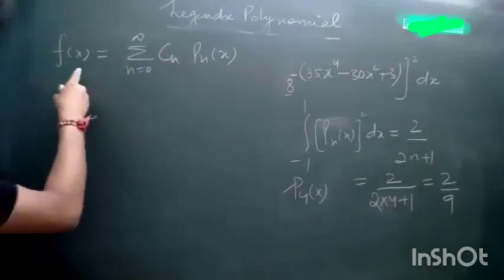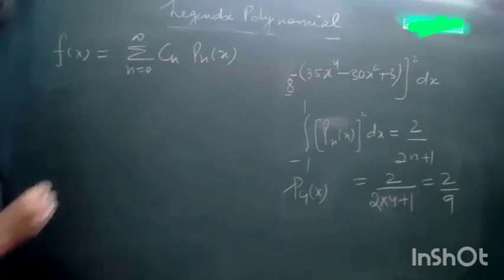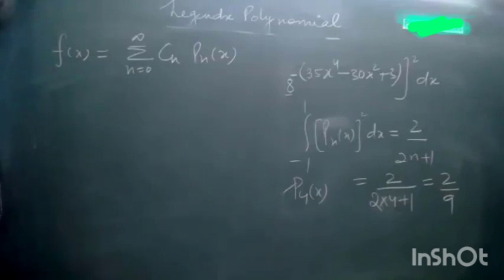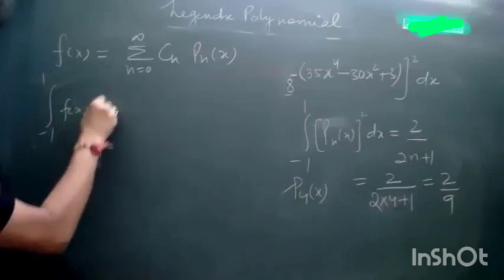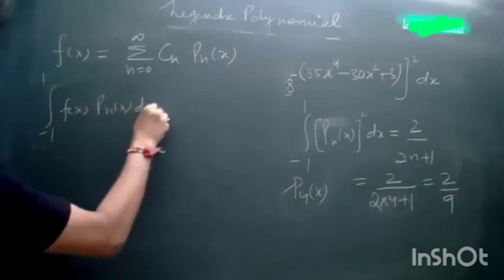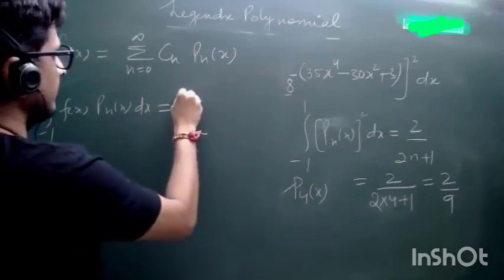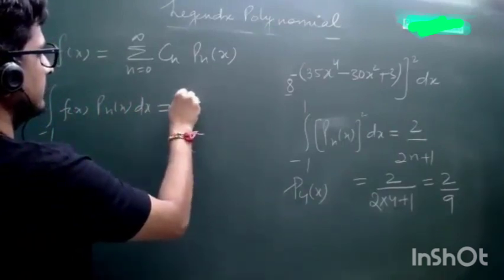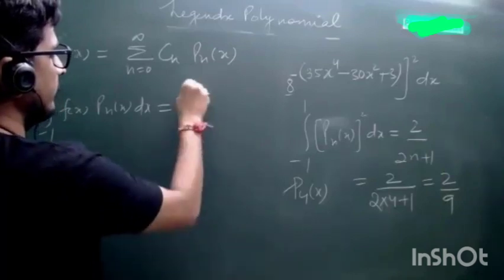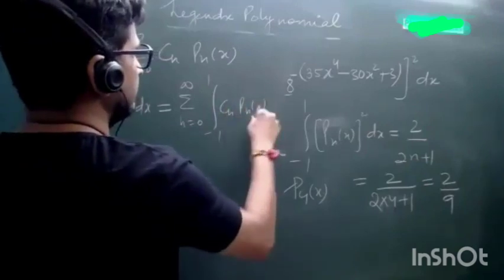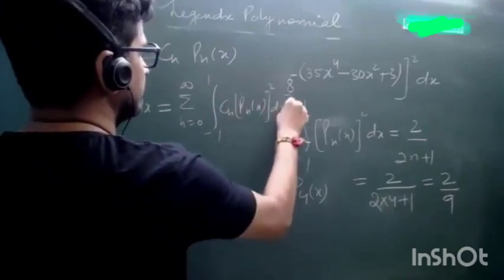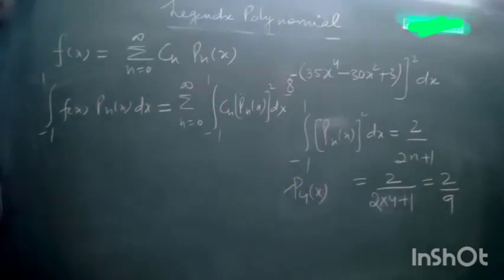So please see this. You know the orthogonality relation. So what I can do is I can multiply integral -1 to 1 f(x) P_n(x) dx, and that will become summation n equal to 0 to infinity integral -1 to 1 Cn P_n(x) square dx. Dekho ye samajh aata hai sabko? Multiplying both sides by P_n(x) and integrating in the limit.